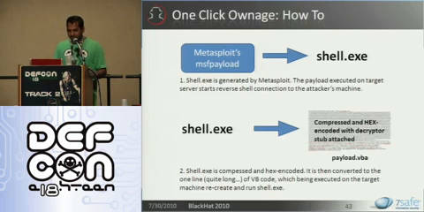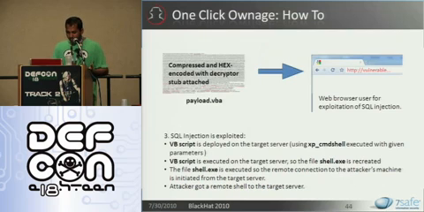So shell.exe is generated by Metasploit's MSF payload. Then shell.exe is compressed and hex encoded with a decryptor stub attached. So we create this VB script. When this VB script is run, it will create the Metasploit executable on the target server, and then we run the Metasploit executable. This VB script can be deployed using things like xp_cmdshell on the MS SQL server.